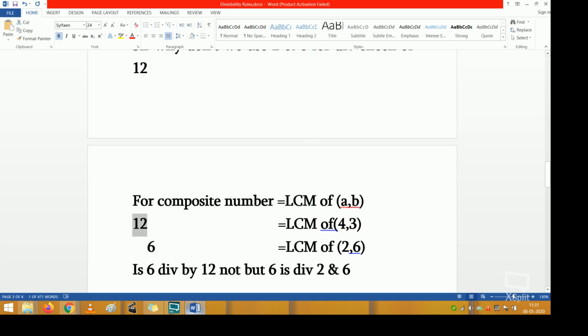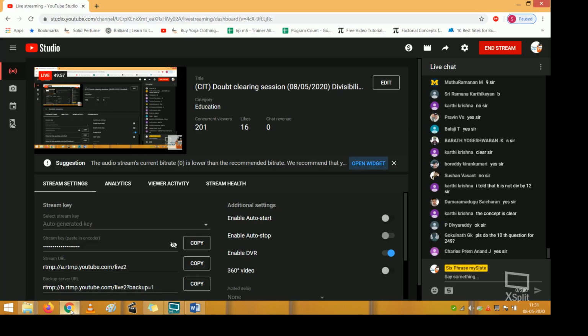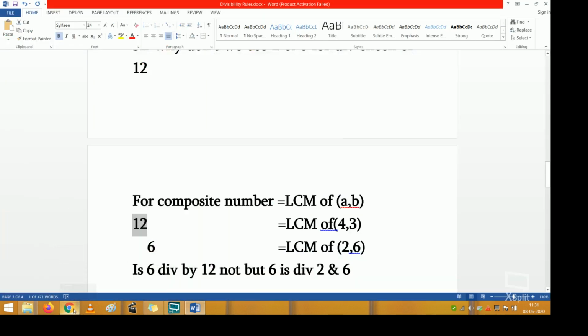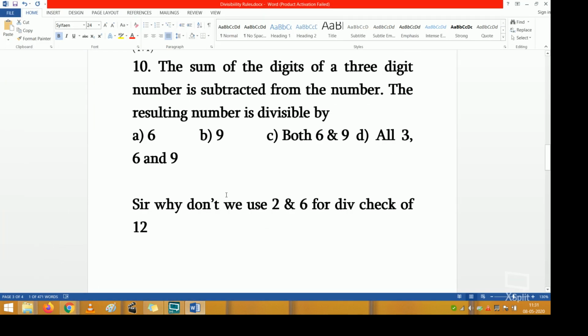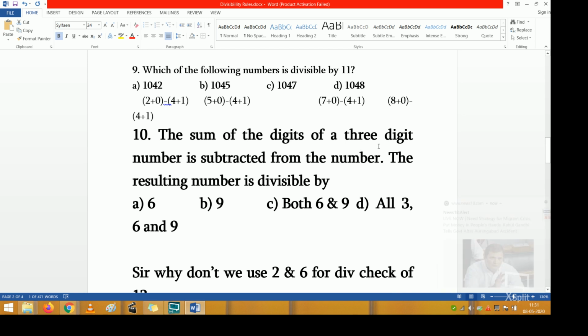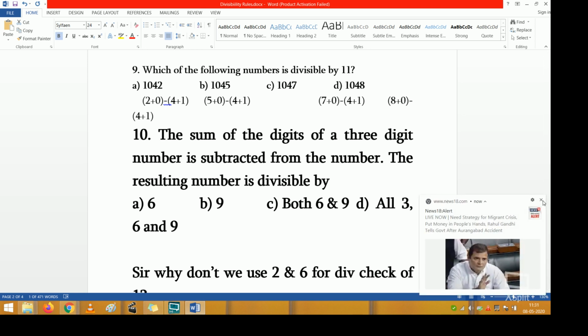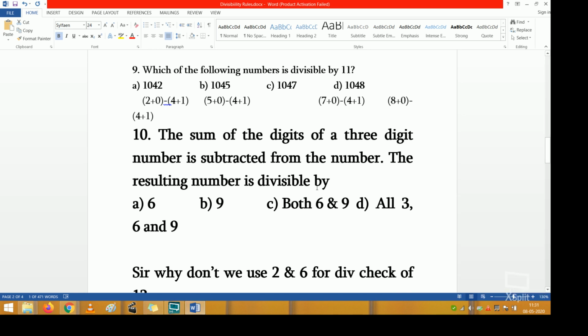It is time to wind up. It is 11:30, so I'll give you the answer for this question. The sum of the digits of a 3-digit number is subtracted from the number. The resulting number is divisible by what? Most of them say it is C and D, both 6 and 9, or 3, 6 and 9. Very few people say it is 9. We'll see what the answer is.